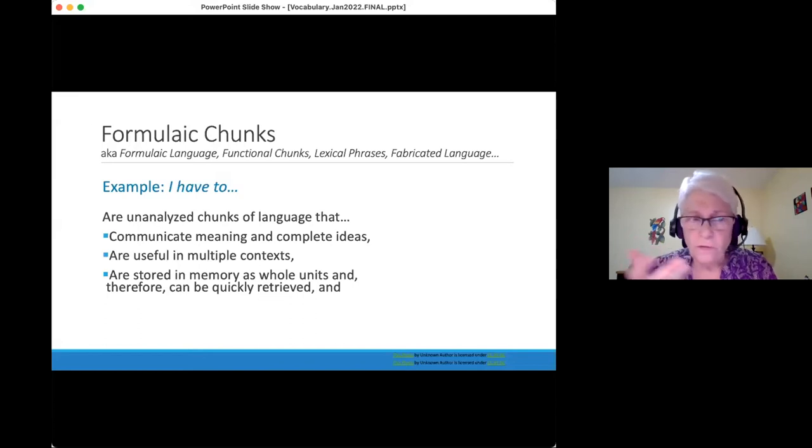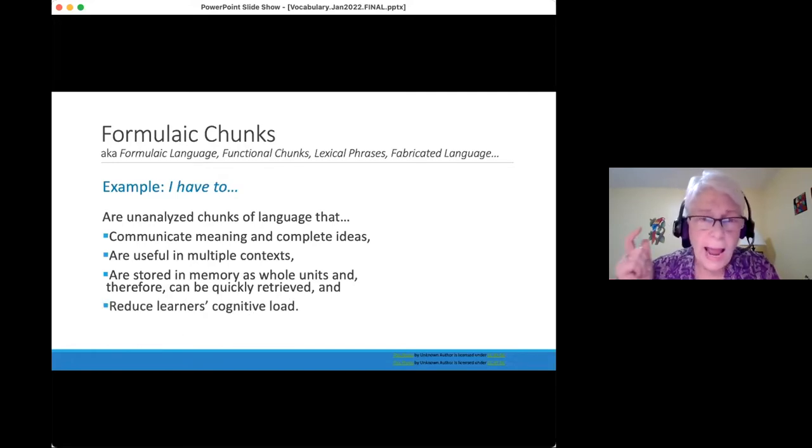So the learner, for example, with I have to, doesn't know that it's first person singular as the subject pronoun, followed by the present tense of the verb to have, followed by the preposition to. They don't need to know that. They just know I have to. And because it's stored in memory as a whole unit, it can be retrieved as if it were a single word and retrieved very quickly, which reduces the learner's cognitive load.